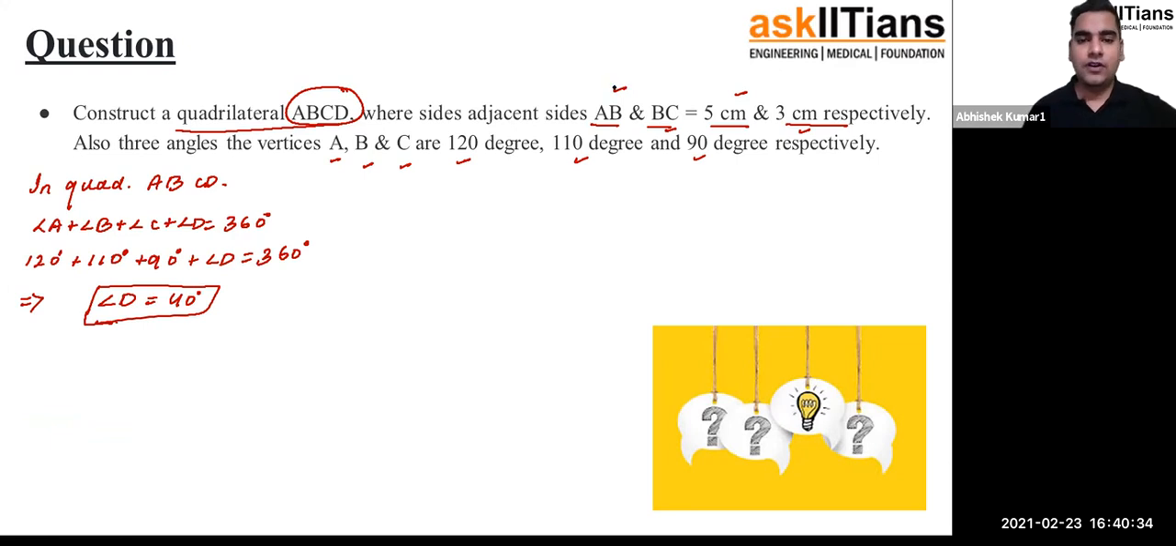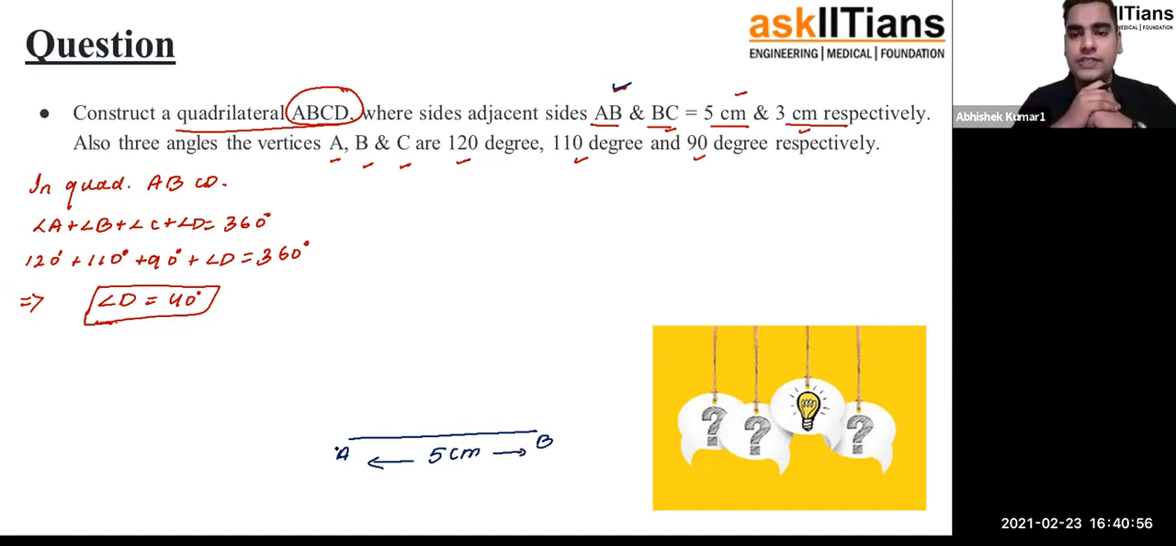I'm going to first draw AB. So let's say this is my AB. Clear? AB is equal to 5 centimeter. Understood? So this has to be your very first step.